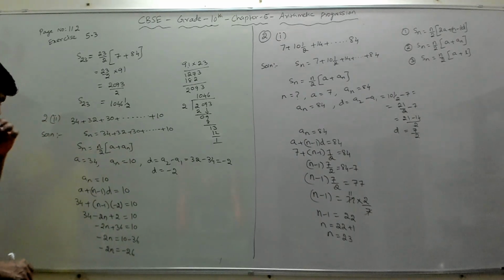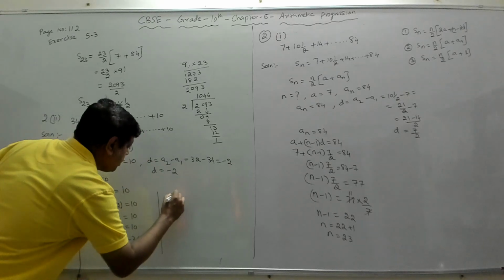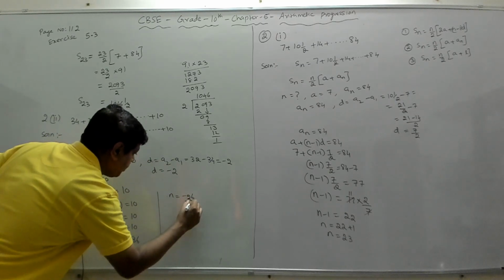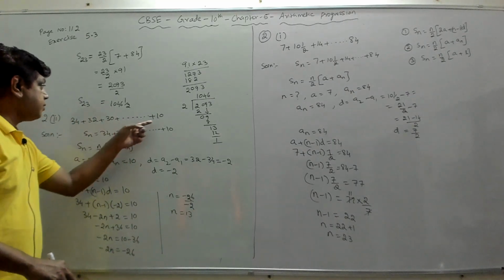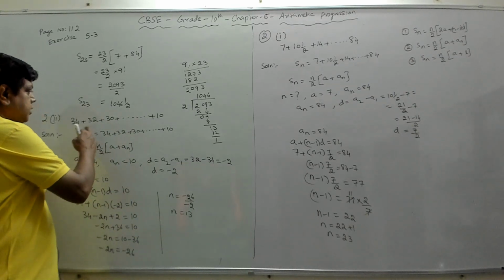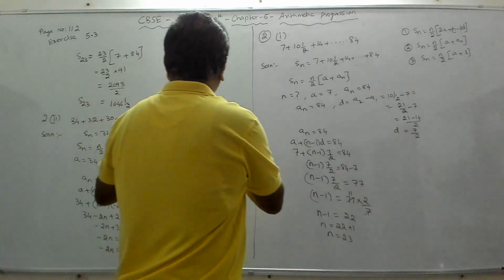Right? So I'll write it here. So n becomes minus 26 by minus 2. So your n is 13. So the number of terms here is 13. We have 13 terms in this AP. Now we know n. Let's find Sn. So Sn is what?